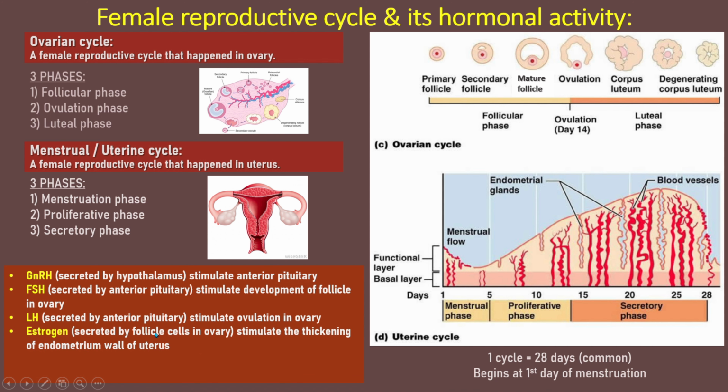Estrogen, secreted by follicle cells in the ovary, stimulates the thickening of the endometrium wall of the uterus. Progesterone, secreted by the corpus luteum in the ovary, maintains the thickness of the endometrium wall of the uterus. There are 5 hormones involved in regulating the ovarian and uterine cycle. GnRH, FSH, and LH are also found in males and are involved in spermatogenesis, but each hormone has a different function in male and in female.